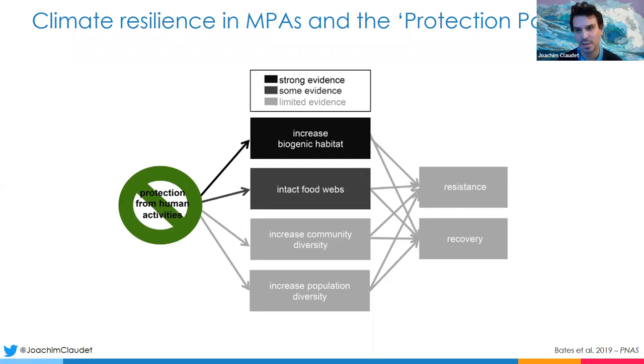in particular, they've put forward this protection paradox that I'm coming back to later on. And so they looked at what could be expected from protection from human activities on coastal ecosystems. And they looked at the different mechanisms, so increased biogenic habitat, intact food webs, and the level of evidence on that and how those could contribute to resistance and recovery.